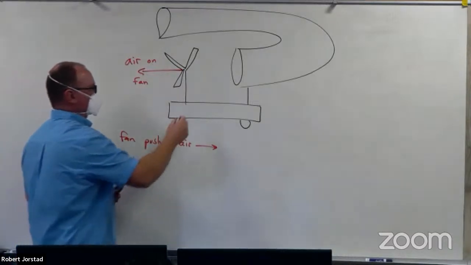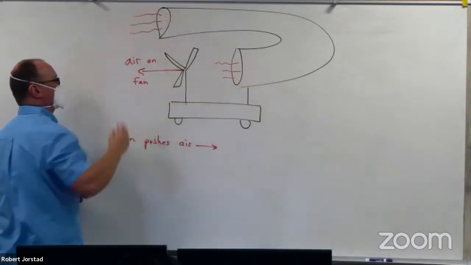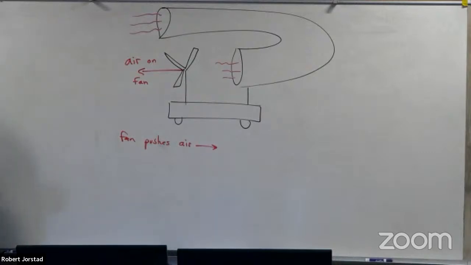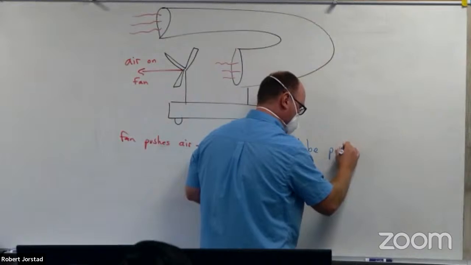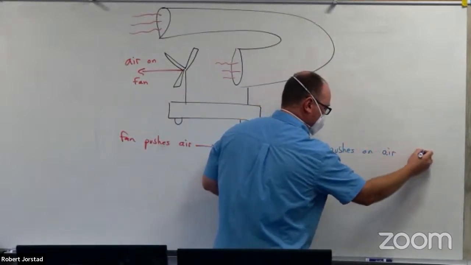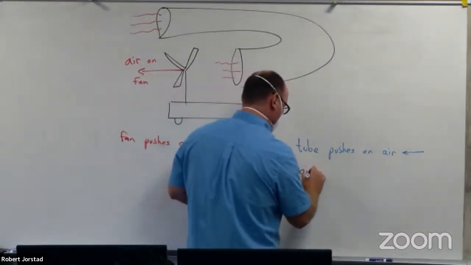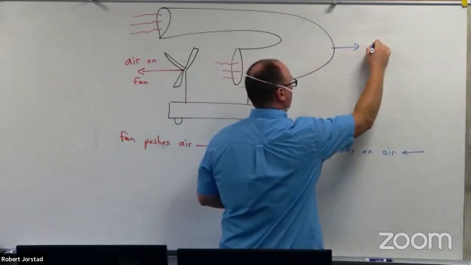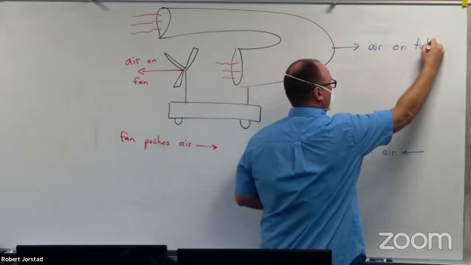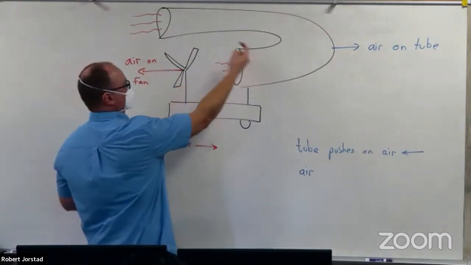Now the air is going to be moving through here and come out the other side. Which way does the tube push on the air? To the left. So which way does the air push on the tube? Okay, so do you agree? The wind was going this way. The tube forced the air that way. So the tube clearly pushes on the air that way.